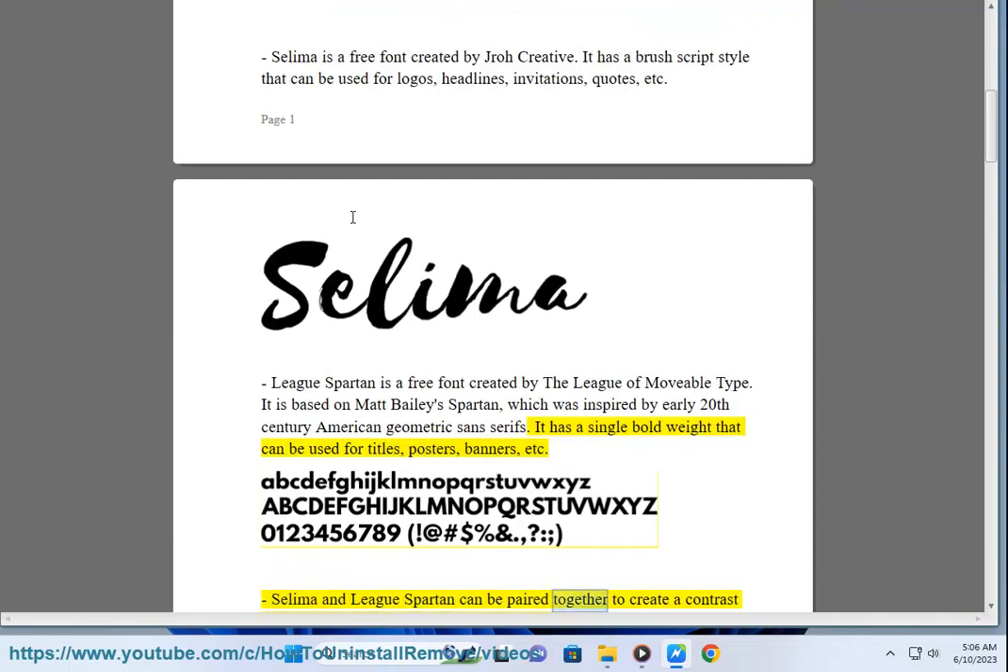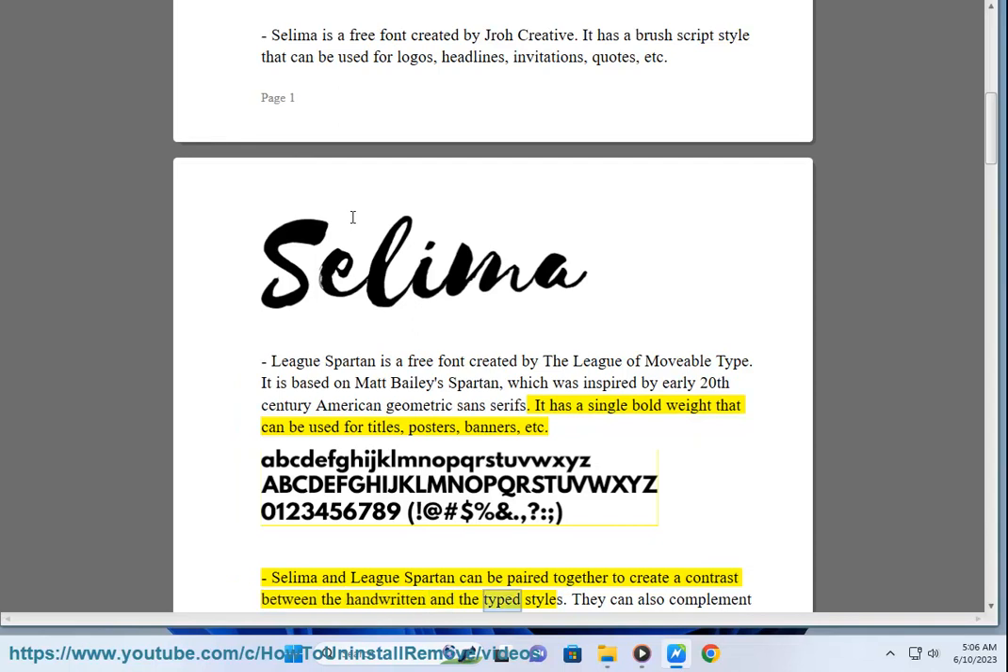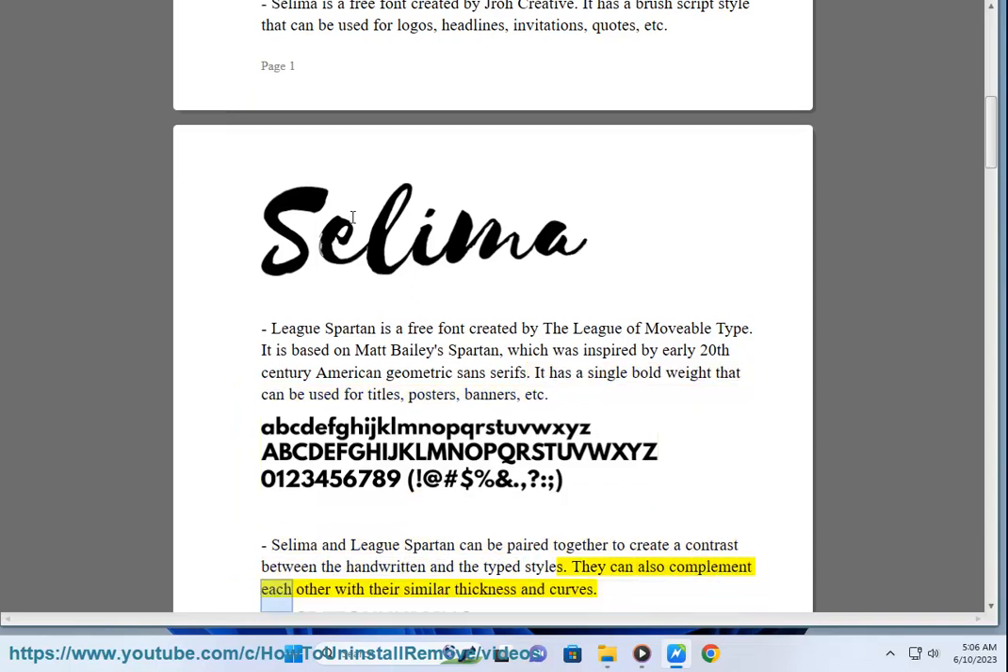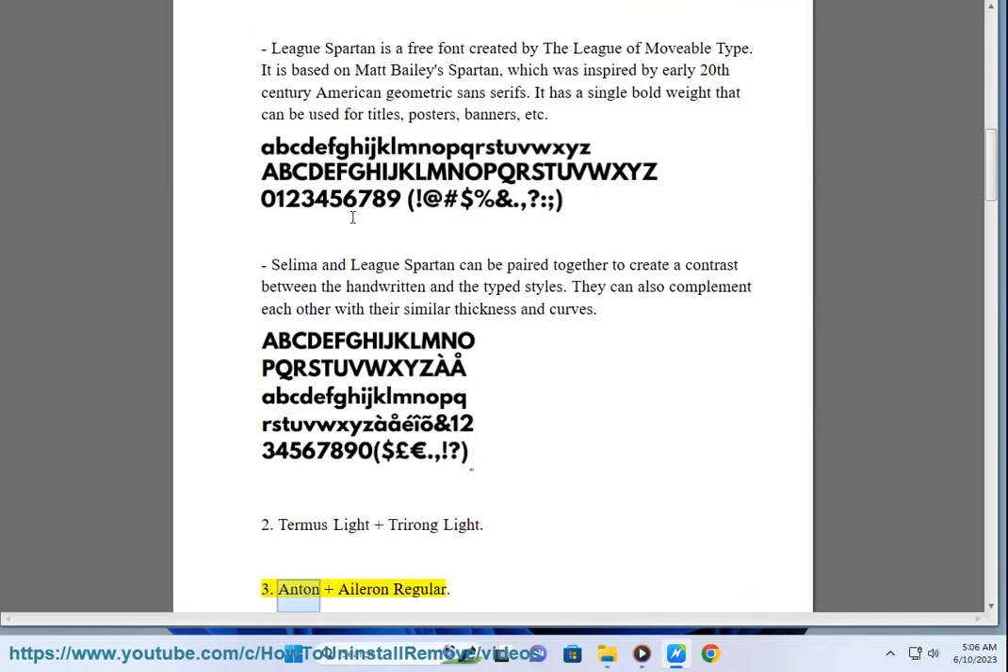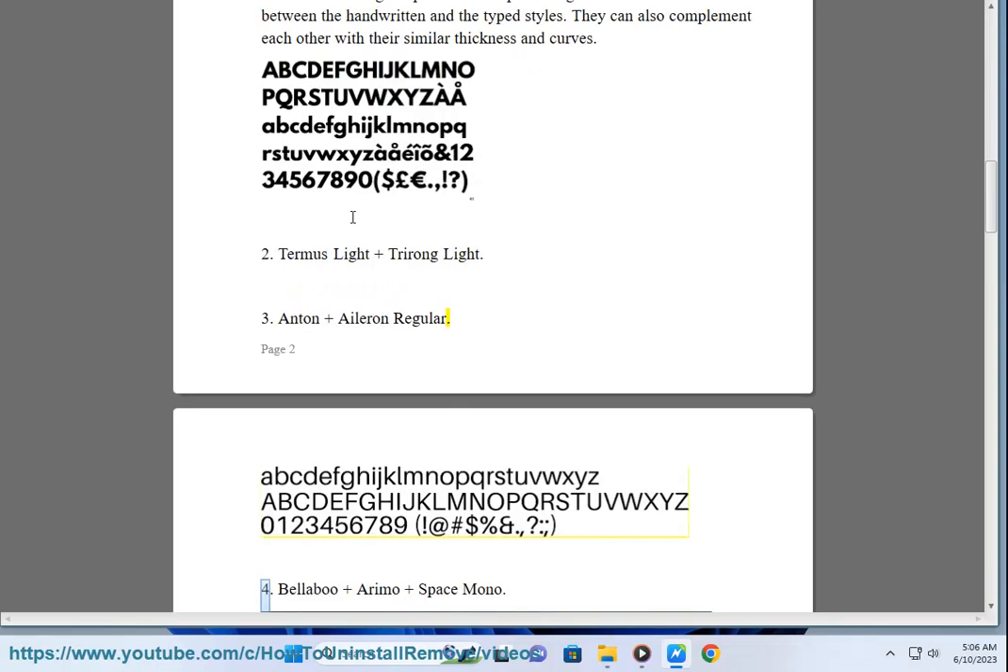Selma and League Spartan can be paired together to create a contrast between the handwritten and the typed styles. They can also complement each other with their similar thickness and curves. 2. Termus Light plus Trirong Light. 3. Anton plus Aileron Regular. 4. Belebo plus Aramo plus Space Mono.